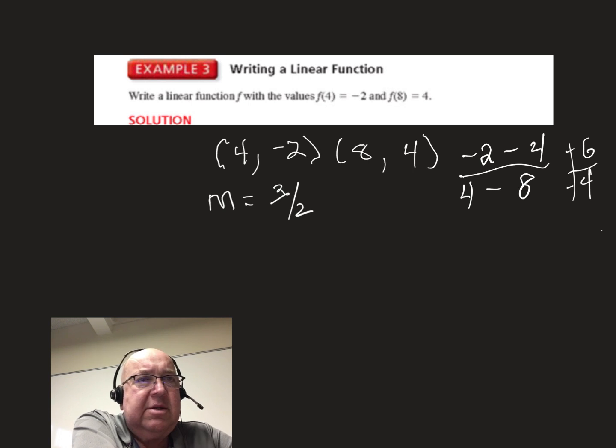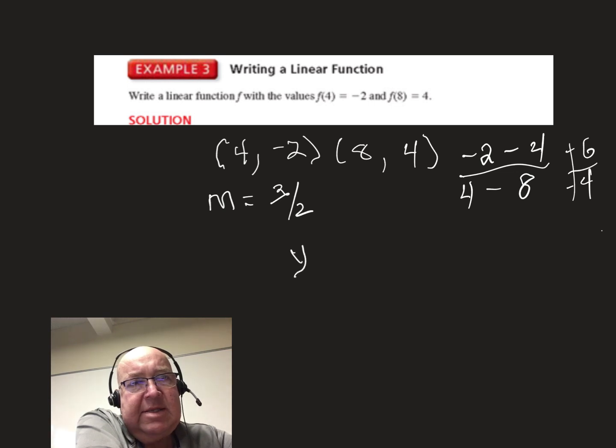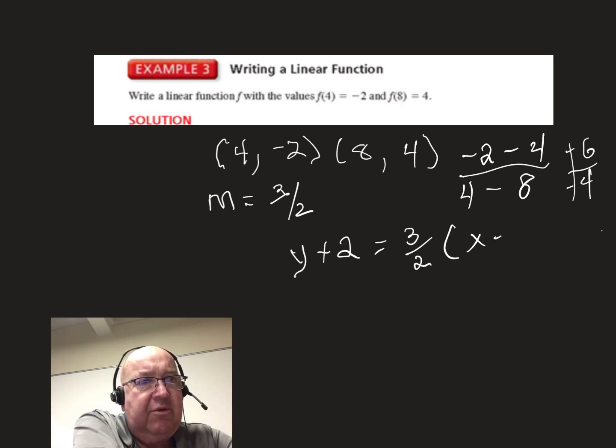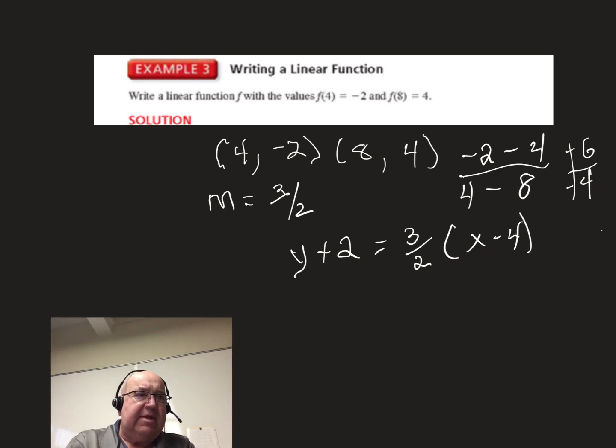Alright, so it doesn't matter which point we use. I'll use the first one. Y minus negative 2 is going to be y plus 2, equals 3 over 2 times x minus 4. And that's how you write in point-slope form.